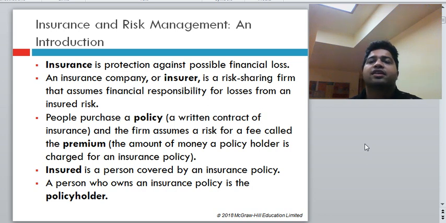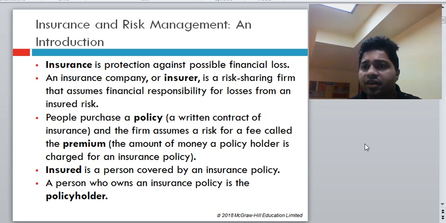Now, let us understand what is insurance. In your day to day life, you come across various kinds of risk. One form of risk would be that I wake up in the morning and there is a nice, beautiful sunrise, but I do not wake up the next morning. So I have an untimely death. Now, this is the risk that we face of an untimely death.